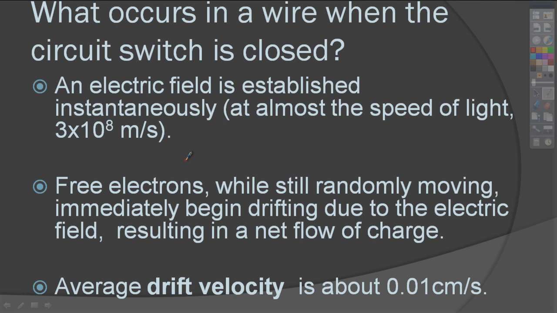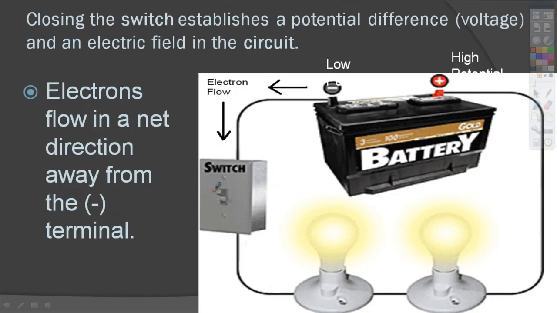On average, the speed at which they drift is about 0.01 centimeters per second. Not very fast, but there are so many electrons in there, it's ridiculous. So that's why we get a nice current that flows. So electrons flow in one net direction. So the electrons, they want to go from low potential to high potential. Actually, these arrows are backwards. They should go this way. They want to go from high potential to low potential. So they want to go this way.